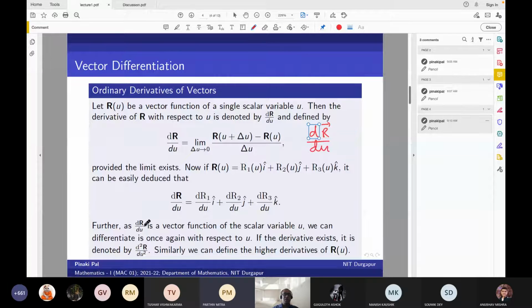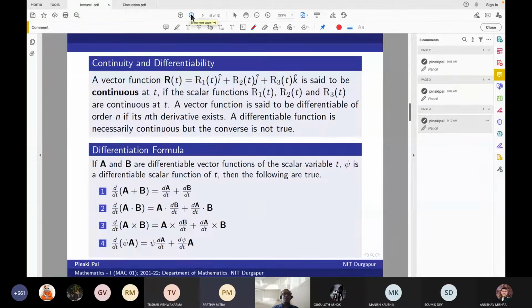So this is about the ordinary derivative, and similarly we can define the second order derivative. After first order differentiation, we get another vector, and if we perform the derivative operation once more, we'll get the second order derivative, and so on. We can increase the order of the derivatives. Next, continuity. The concept of continuity and differentiability is also similar. So the vector valued function r(t) is said to be continuous at t. Here it is a function of a single variable t.